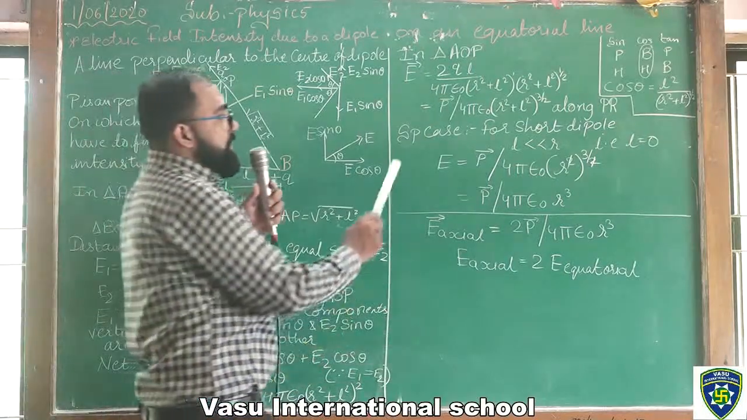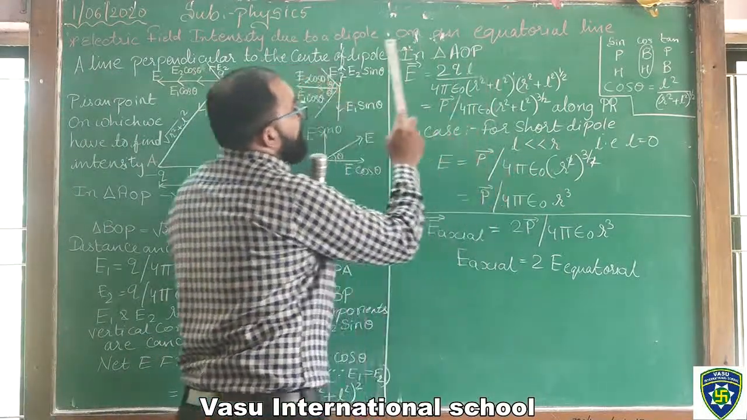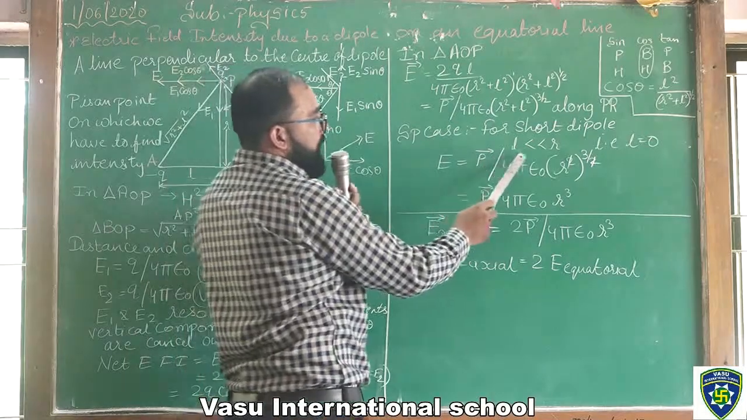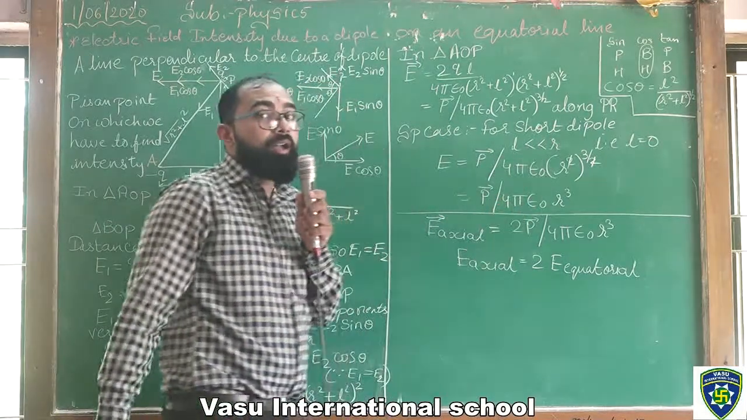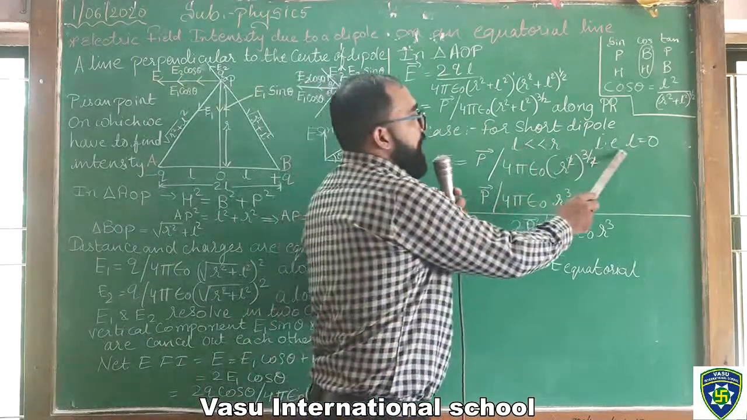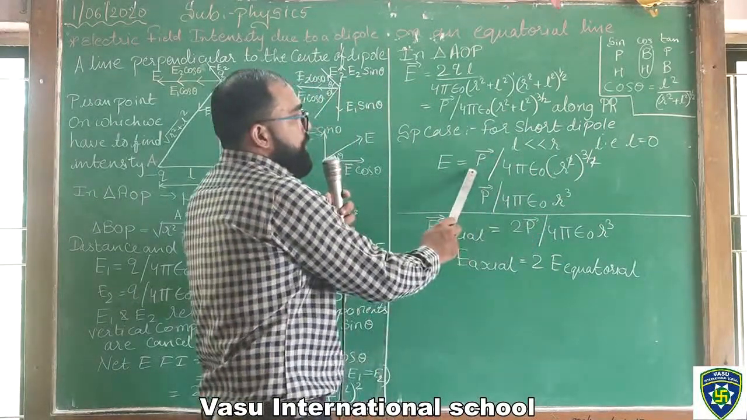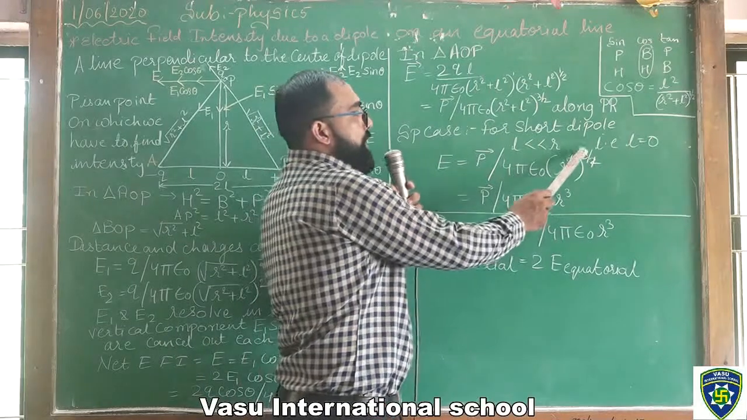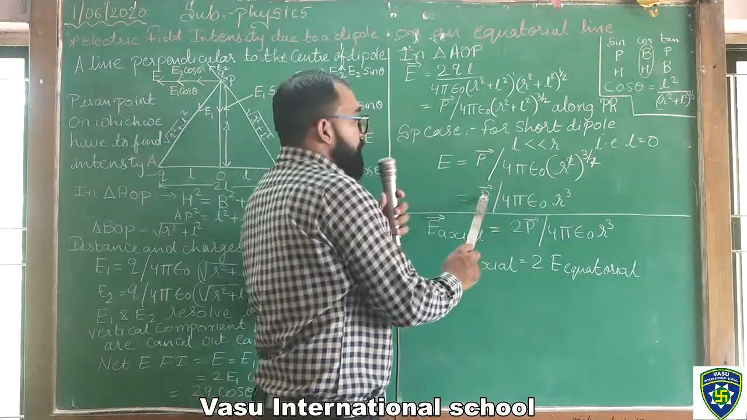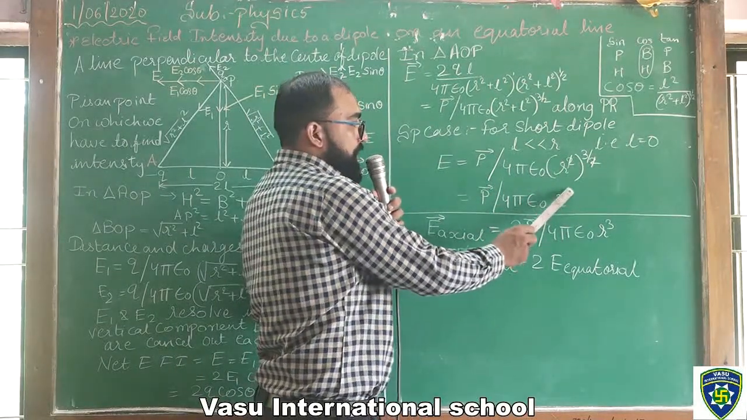Now some special cases are there. For a short dipole, that is, if the dipole is short, L is much less than R. So in that condition, L is equal to 0. So in this equation we put L equal to 0, and we get P upon 4 pi epsilon 0 into R square raised to 3 by 2, which gives P upon 4 pi epsilon 0 R raised to 3.